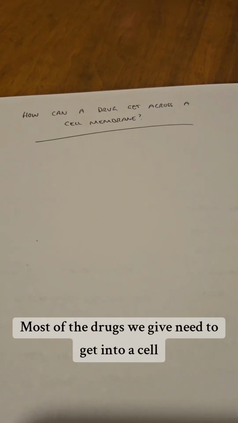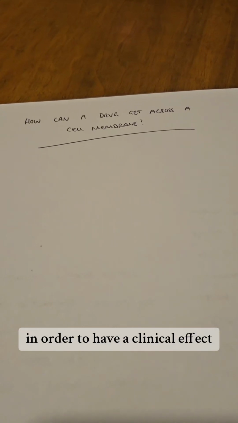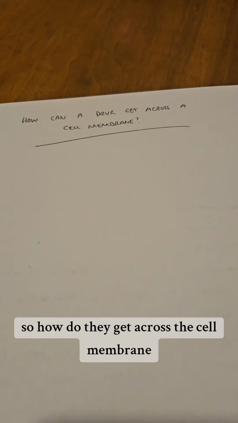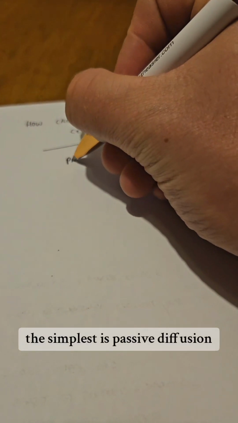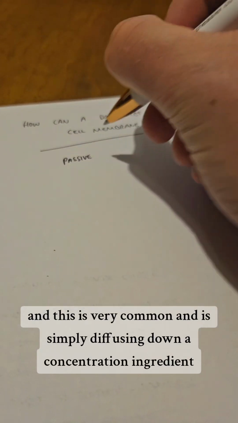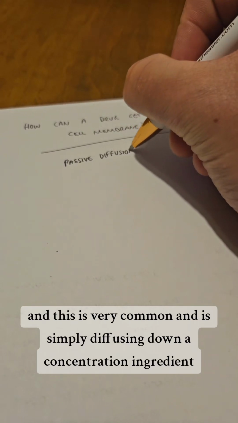Most of the drugs we give need to get into a cell in order to have a clinical effect. So how do they get across the cell membrane? What are the mechanisms by which this can happen? The simplest is passive diffusion, and this is very common, and it's simply diffusing down a concentration gradient.